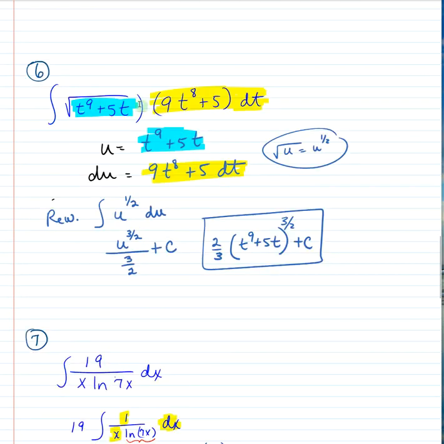Number 6, we have a radical. The integral of the square root of t to the 9th plus 5t, and on the outside of it we have 9t to the 8th plus 5 dt. So if we let what's in here be our u, t to the 9th plus 5t, if we take the derivative, we get 9t to the 8th plus 5 dt. So in this one, we were good.